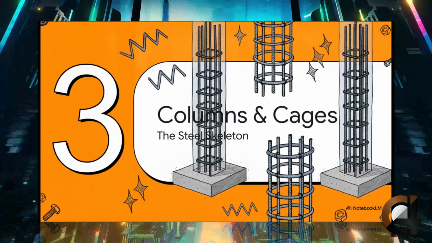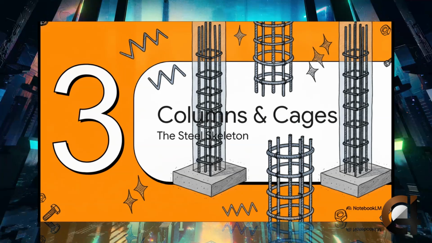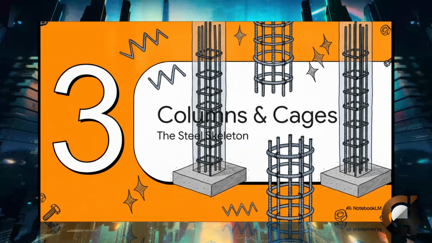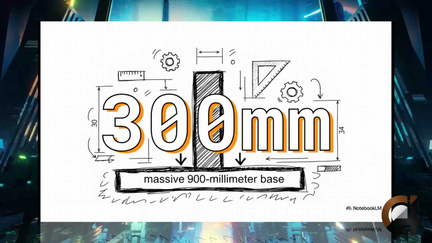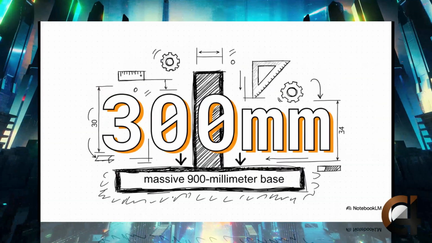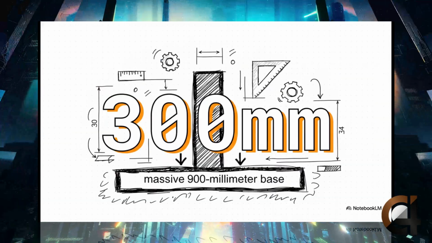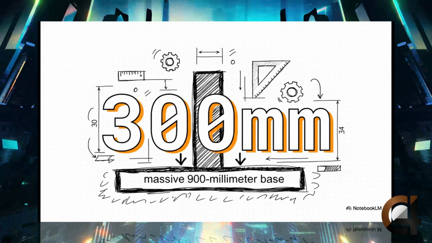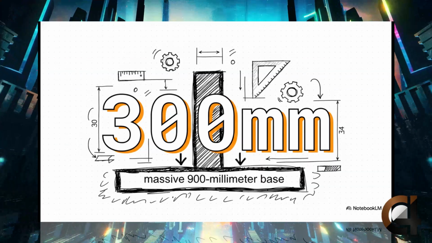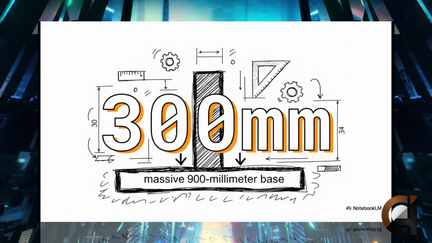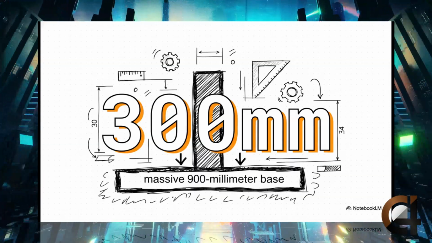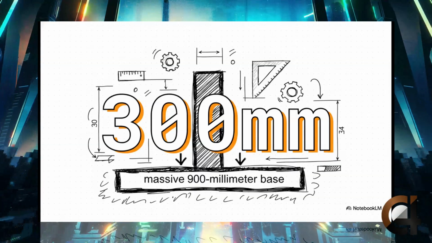All right, Section 3, columns and reinforcement cages, also known as the steel skeleton. Rising straight up from the center of our massive 900 millimeter base is the concrete column, and you'll see it has dimensions of 300 by 300 millimeters. So it's much narrower than the base, acting as the primary vertical channel for the building's weight to travel downward into the pad.